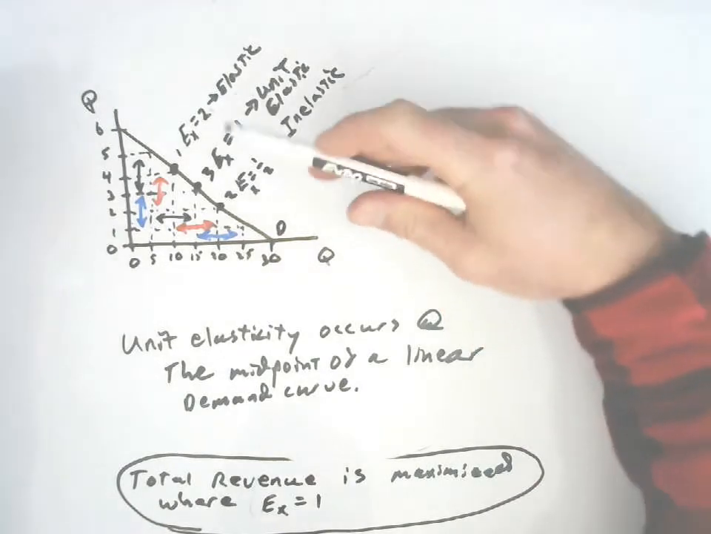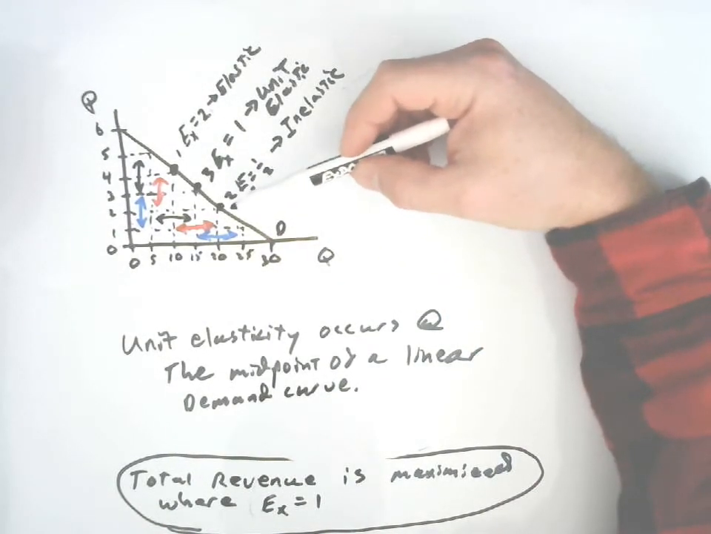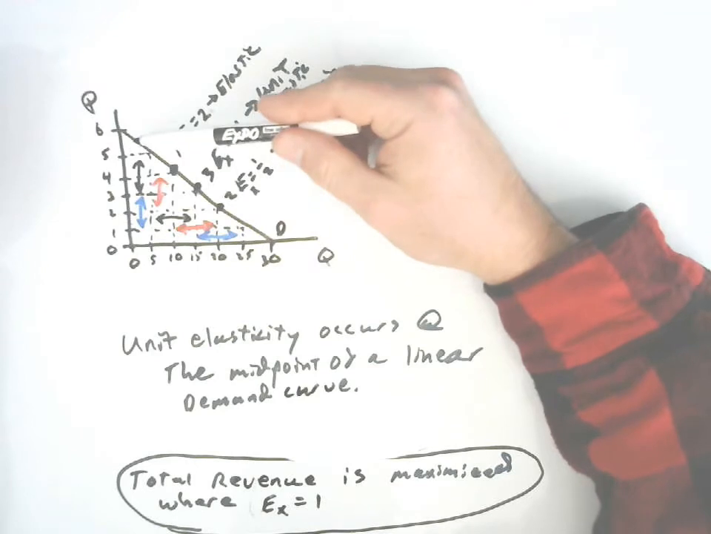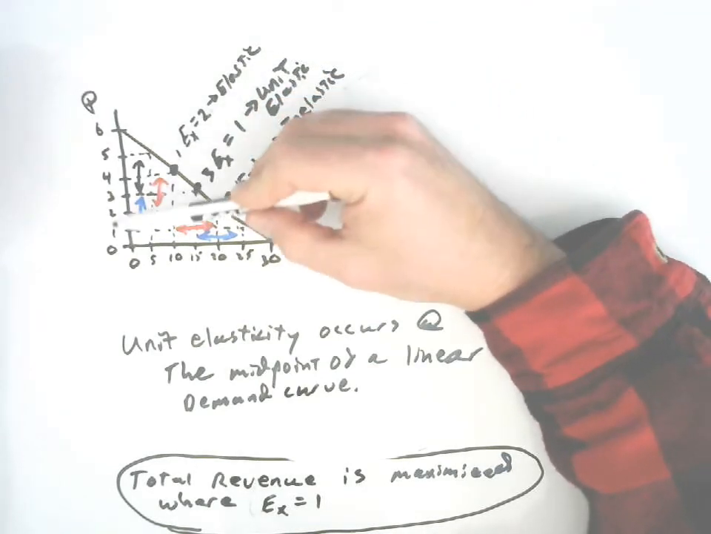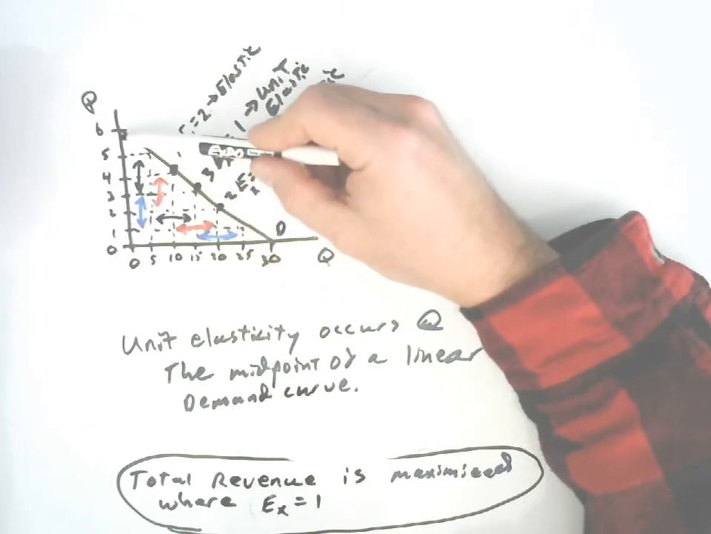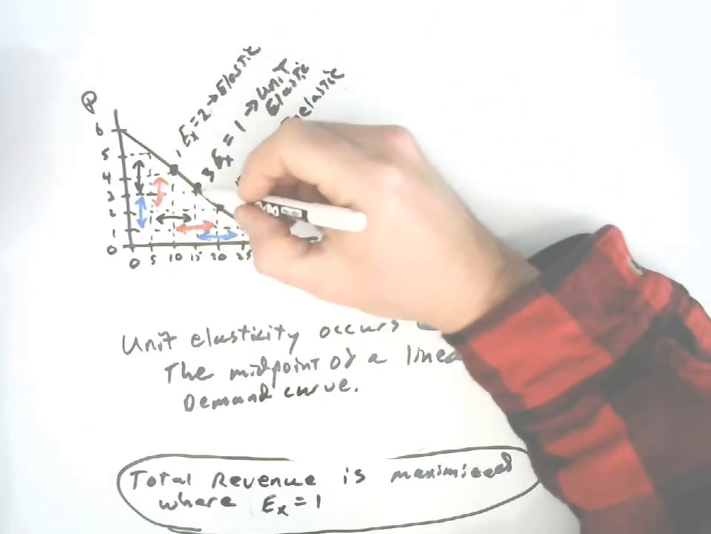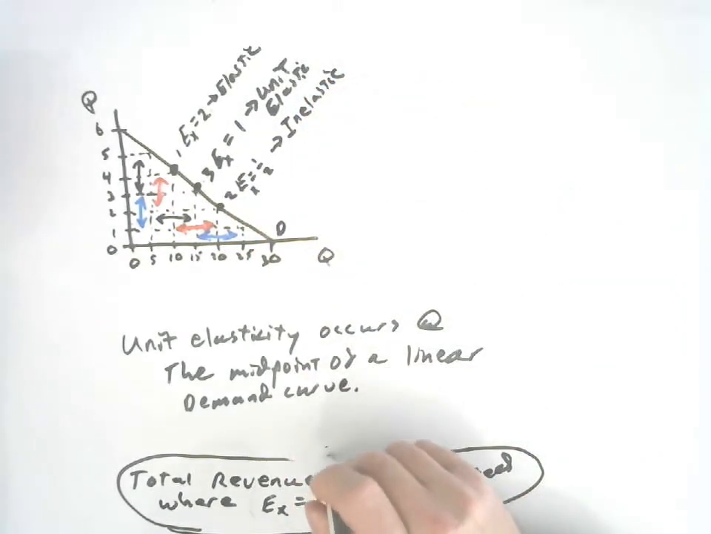So if I know what the demand for my product is, all I need to do is figure out what the intercepts are. Okay, all I need to do is figure out where the intercepts are. If I can find the intercepts, then I simply calculate what half the price is and what half the quantity demanded is. That's where the demand for my product will be unit elastic, and that is where total revenue will be maximized.